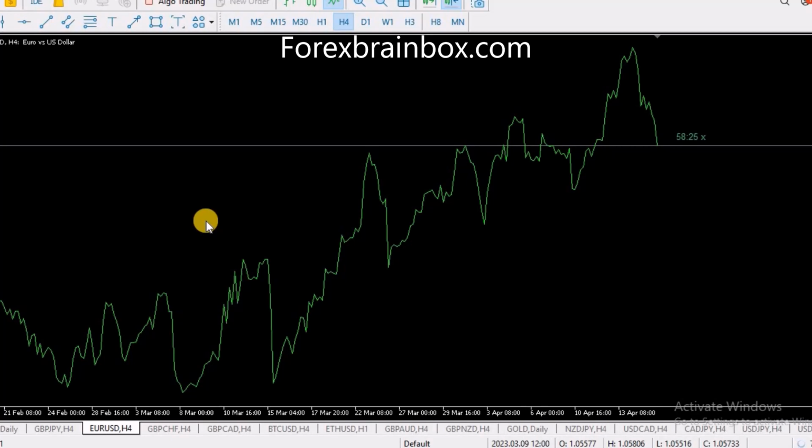So I'm going to give you two perfect examples about top-down analysis, how to go about it. We're going to use the EUR/USD and we're going to look at GBP/AUD. So I'm going to start with EUR/USD.